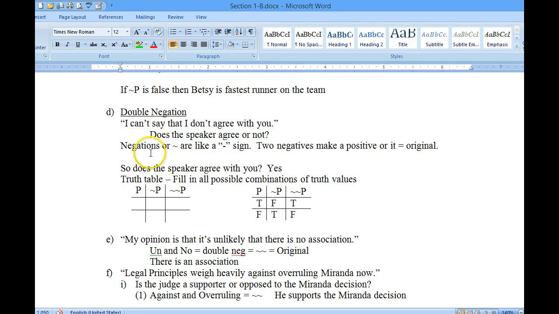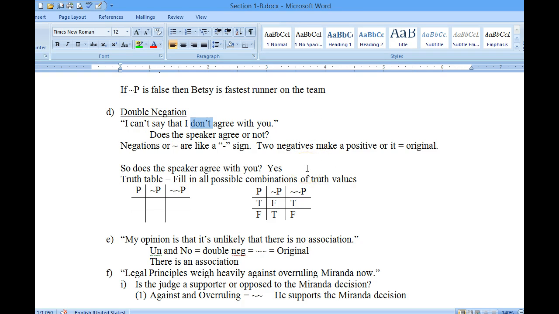So let's break it down, because in our arguments that we'll discuss later, you need to know what the negation is. I like to think of negations, or our little negation sign, exactly like a negative sign. When I have two negatives, it makes a positive, or a negative times a negative, I get the positive, or the original sentence. So let's go back to our double negation up here. I can't say that I don't agree with you. So my can't and my don't cancel each other out like two negatives being multiplied, and I can even ignore those and say, I say that I agree with you. So yes, the speaker is agreeing with you.